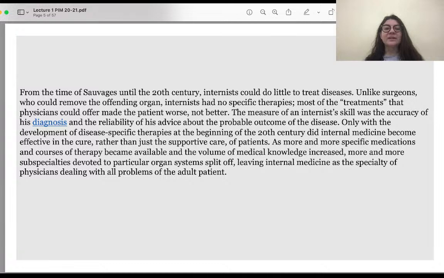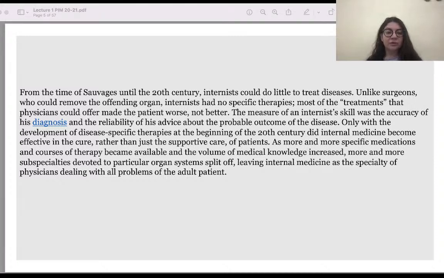From the time of Sauvages until the 20th century, internists could do little to treat disease. Unlike surgeons, who could remove an offending organ, the internist had no specific therapies. Most of the treatments that a physician could offer made patients worse, not better. The issue of the internist's skill was the accuracy of his diagnosis and the reliability of his advice about the probable outcome of the disease.